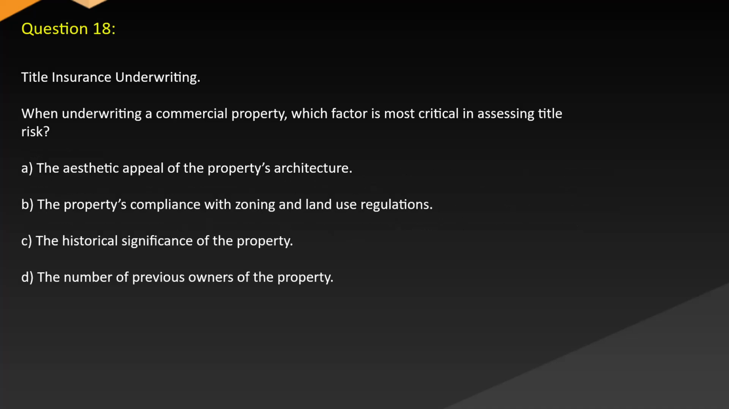Question 18. Title insurance underwriting. When underwriting a commercial property, which factor is most critical in assessing title risk? A. The aesthetic appeal of the property's architecture. B. The property's compliance with zoning and land use regulations. C. The historical significance of the property. D. The number of previous owners of the property.